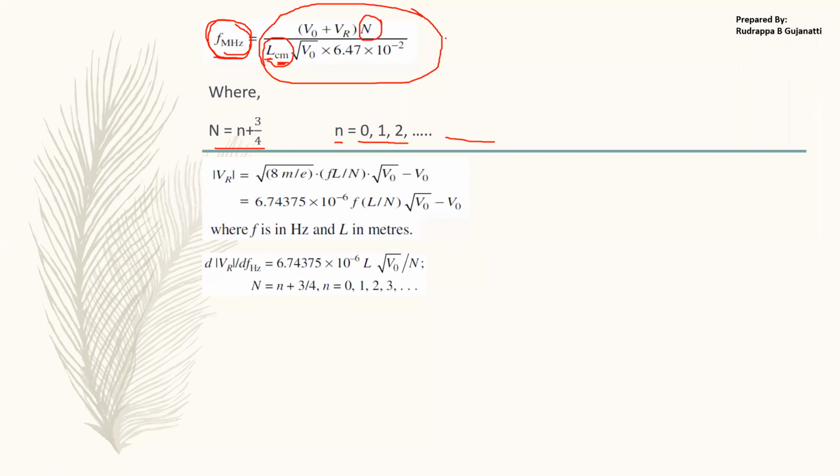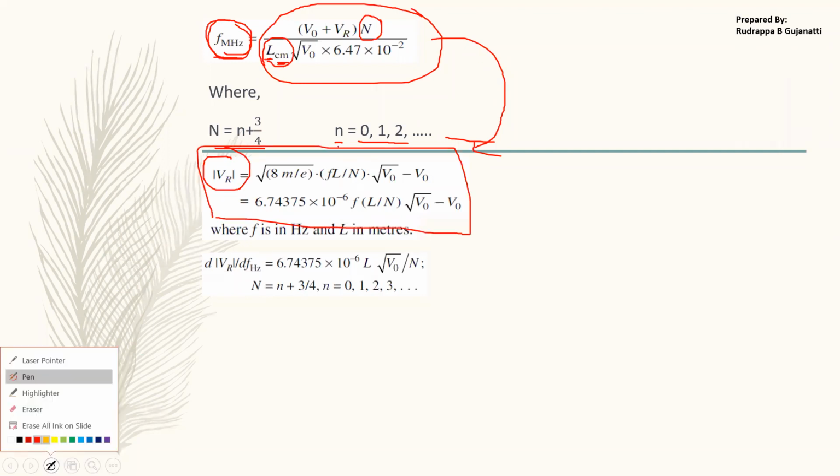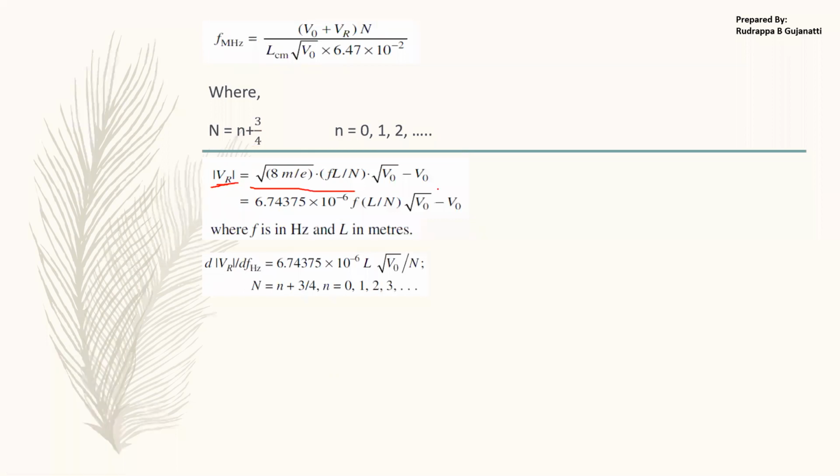Actually, with reference to this and applying some other techniques, we end up with this result. This equation ends up as this equation. Here we can observe that the magnitude of the repeller voltage is given by this equation. Here we are getting the magnitude. The repeller voltage VR is always negative. It is always a negative voltage, say minus 250, minus 350. We are just considering the magnitude of that value.